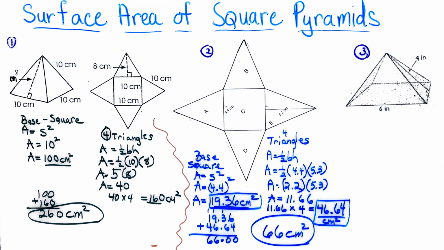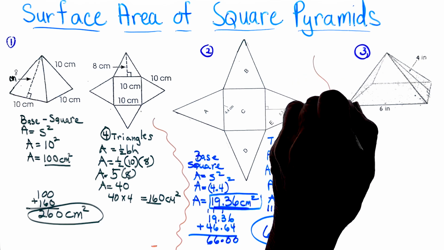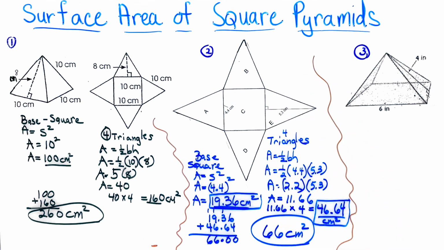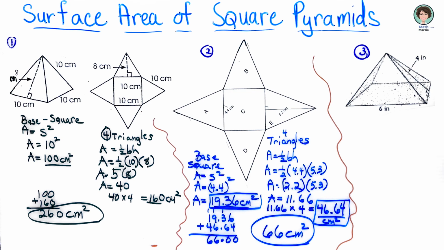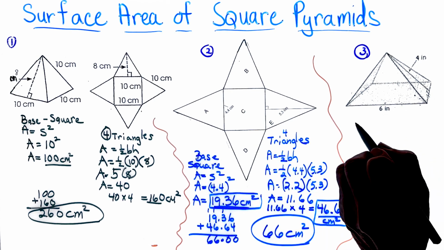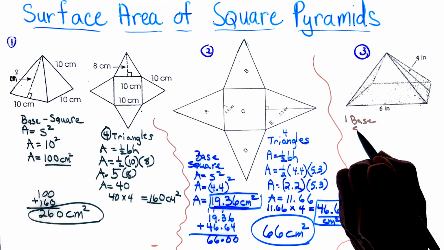Well, the third problem, I wanted to make sure that you were able to actually look at a picture and then pull out the dimensions that you need. So again, this is a square pyramid. It's named by its base. And with this square pyramid, I know I have one base that is a square.